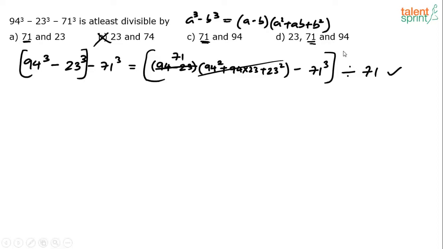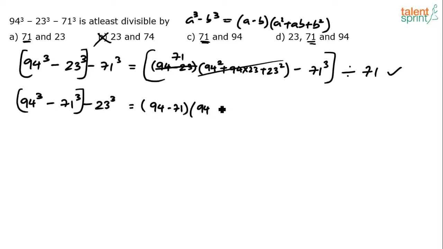Now this is one way of looking at it. Now take the same number, 94 cube. What I'll do this time is I'll take 71 cube ahead and minus 23 cube. I'm taking the same number, I'm just repositioning it. 71 cube this side. So now it becomes 94 cube minus 71 cube minus 23 cube. Again, if I take this in the form of a cube minus b cube, I'll get 94 minus 71 into 94 squared plus 94 into 71 plus 71 squared.